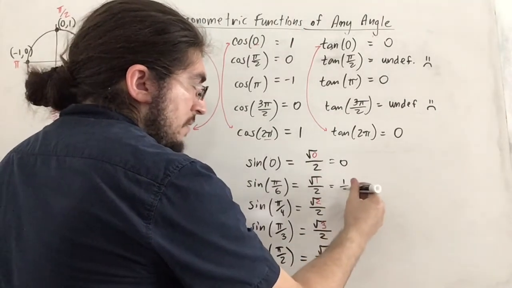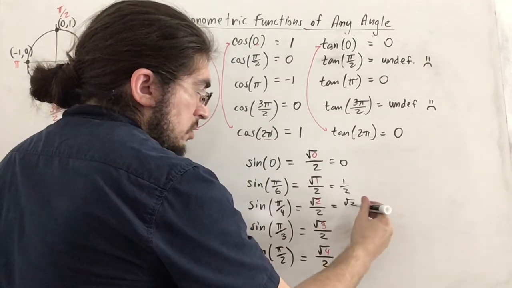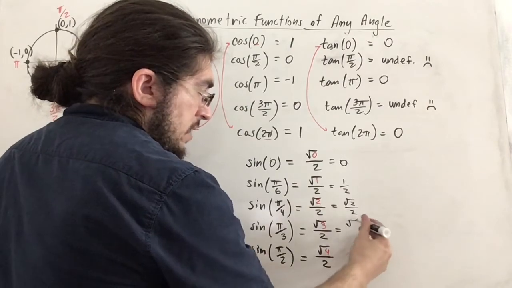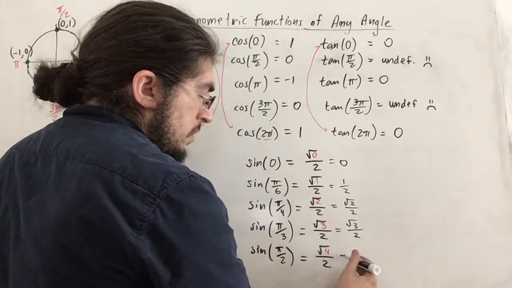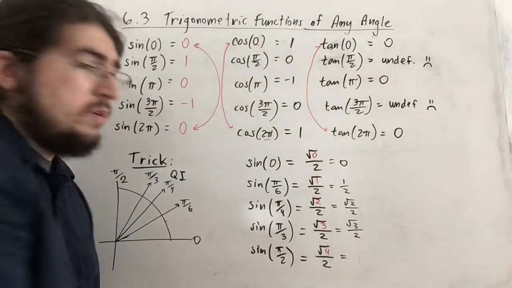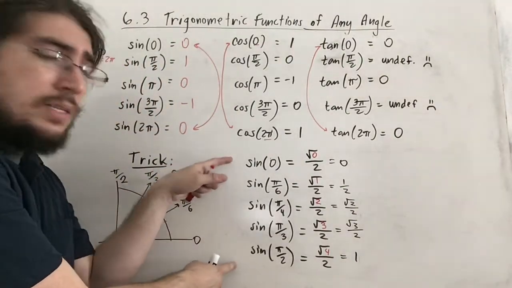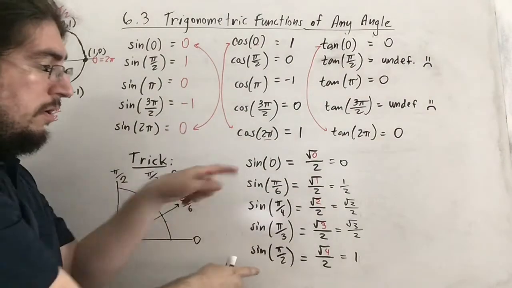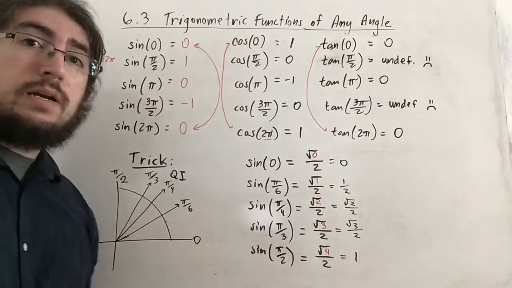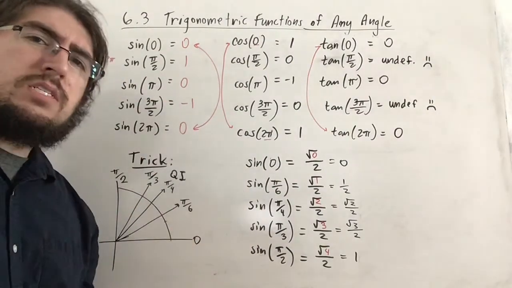This is 1/2. This is still radical 2 over 2, not changed. This is also unchanged, radical 3 over 2. Radical 4 is 2, and 2 over 2 is 1. And notice, it even works for these ones that we hadn't really seen until this point. Sine of 0 is indeed 0. Sine of pi over 2 is indeed 1. So nice. But now, how do we use this to find cosine?